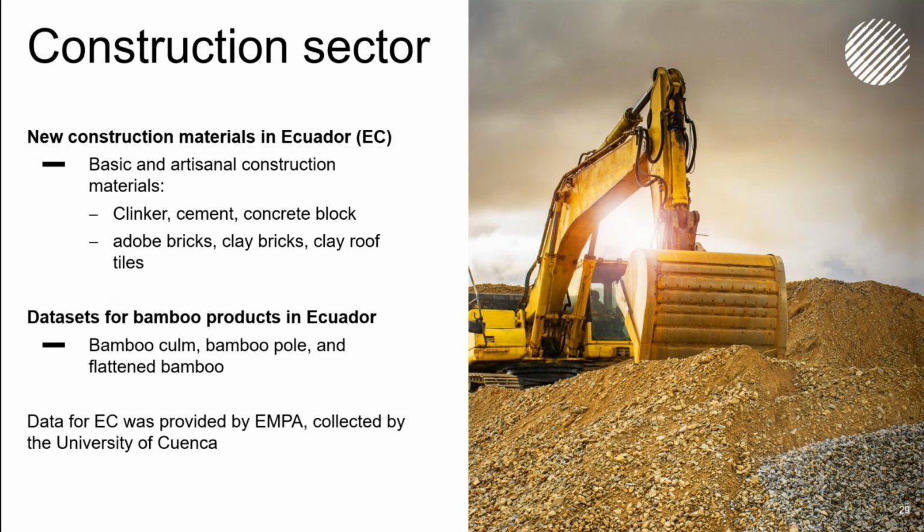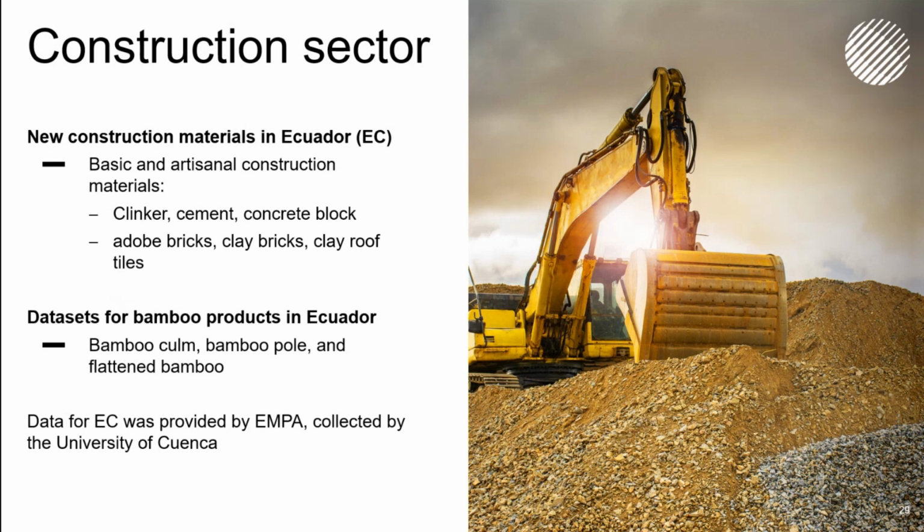For version 3.10, we introduced a variety of new products related to the construction sector in Ecuador. The new data cover the production of clinker, cement, and concrete block. We also obtained data for artisanal construction materials, which include adobe bricks and clay bricks, for which 2 different production technologies are available. Data for clay tiles was also added and includes both glazed and unglazed tiles.